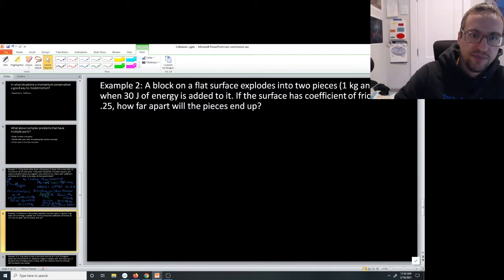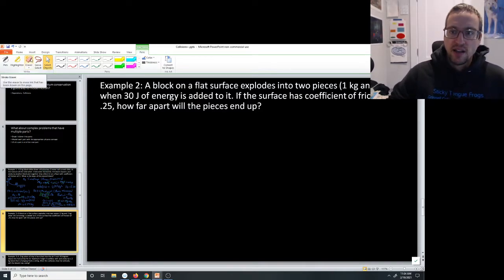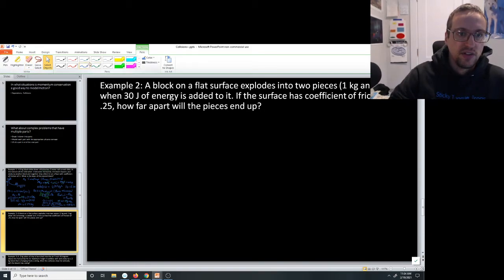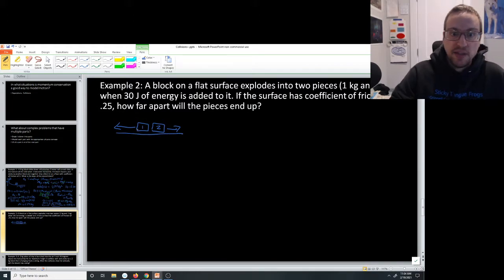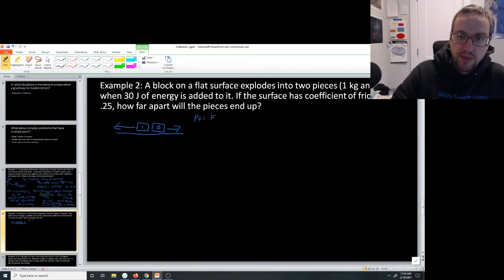All right, so we got a block that explodes into two pieces, and it then slides on a flat surface. So we're talking like a 1 kilogram and a 2 kilogram block, and they're going to explode into separate directions. And then they're going to slide some distance because of the kinetic friction, right? So the first thing that happens, part one, this is an explosion.